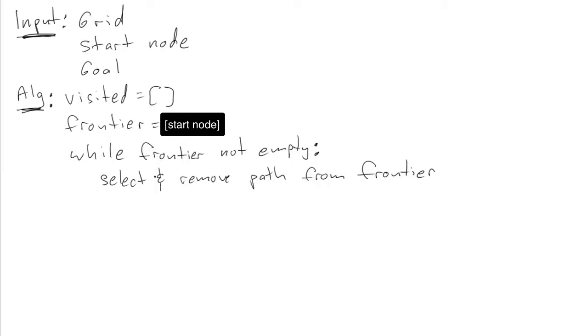Now, given the path we've just removed, if we've already reached the goal, then we're done. So if path reaches goal, then we're done. And we can just return the path. So the algorithm will end, and we are successful.